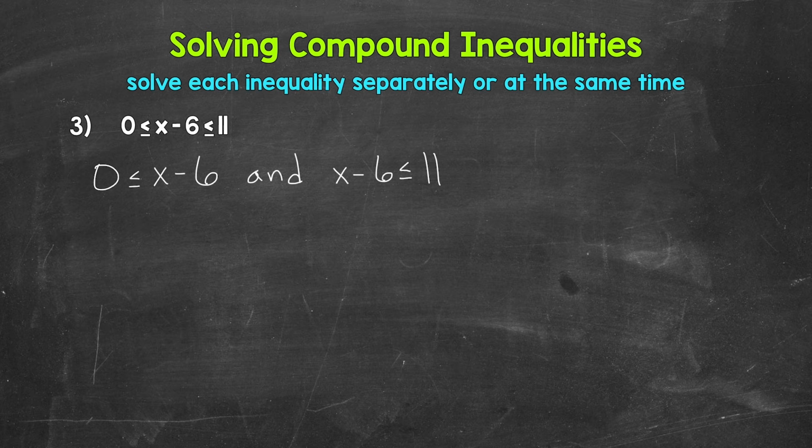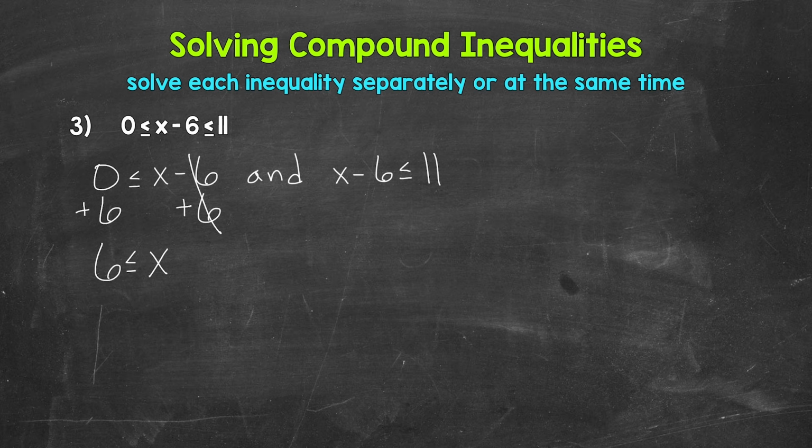Let's start with 0 is less than or equal to x minus 6. Well, we need to isolate x. We have x minus 6, so we need the inverse operation of subtraction. That's addition. So let's add 6 to the right side of the inequality. Whatever we do to one side, we must do to the other. So let's add 6 to the left side as well. Now the 6's on the right cancel each other out. X is now isolated, so we have x is greater than or equal to, and then on the left side, 0 plus 6 gives us 6.